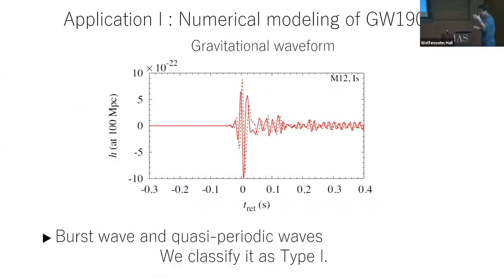This is a typical evolution. Because the spiral arm structure develops, a burst type of gravitational wave is emitted. This is a typical waveform in this model. You have a burst, and after that you can see quasi-periodic waves, which are related to the non-axisymmetric structure after the saturation. So we classify this waveform as type one.